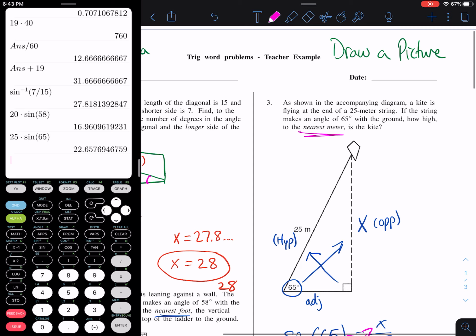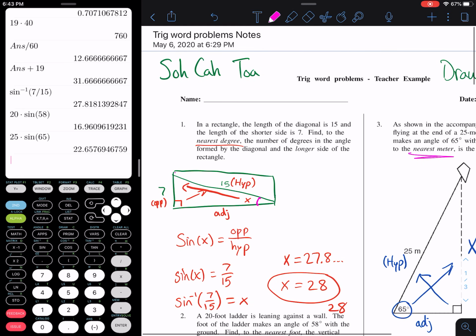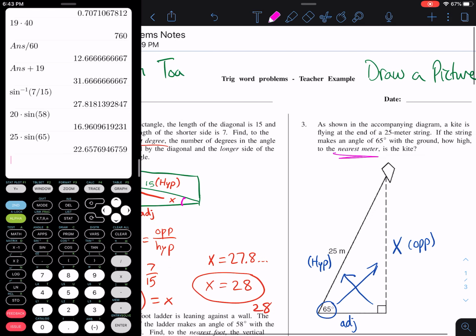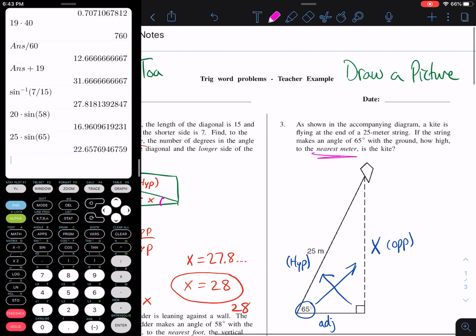So you're going to see, I think it's 5 different questions that are similar, but slightly different. So you're going to go through those. That'll be your assignment. And then on the next video, on Wednesday, we'll talk about taking some notes on something called angle of depression and angle of elevation. They'll still be trig word problems. It will still be SohCahToa, but we'll be using this vocabulary, angle of depression, angle of elevation.